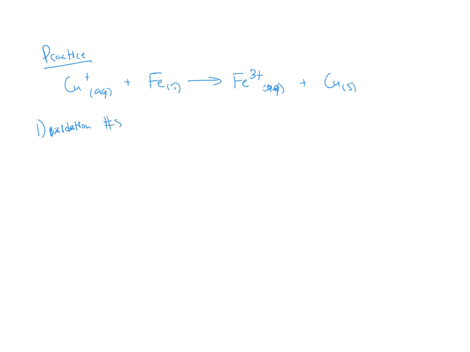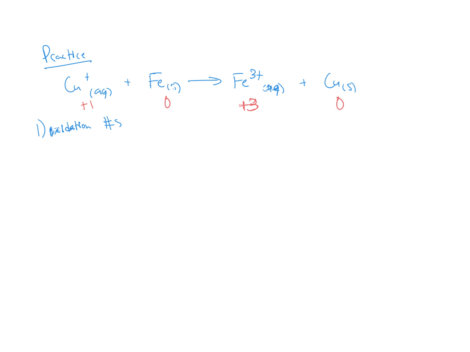If I'm going to do that for any monatomic ion like Cu+, the oxidation number is just equal to the charge, so that'll be +1. For any element, like Fe solid, this would be 0 because it's in its elemental form. For Fe3+, its oxidation number is +3 because its charge is +3. And for Cu solid, again, it's 0 because it's in its elemental form.